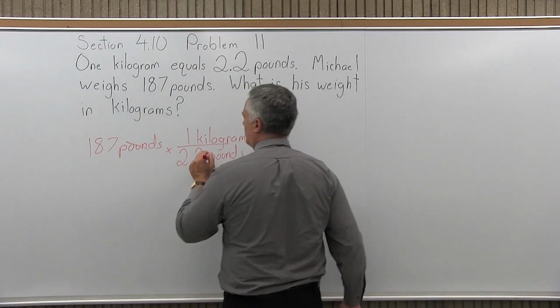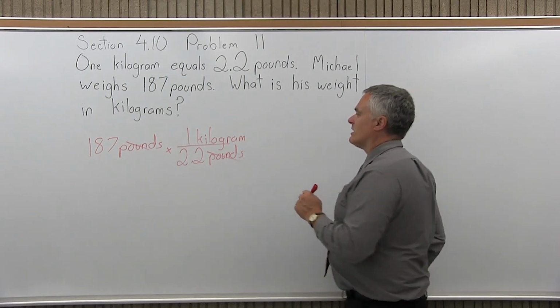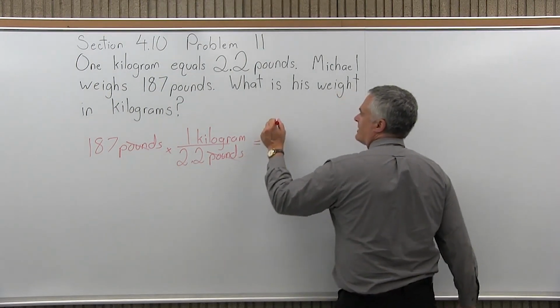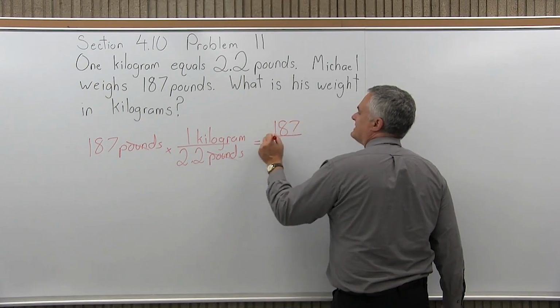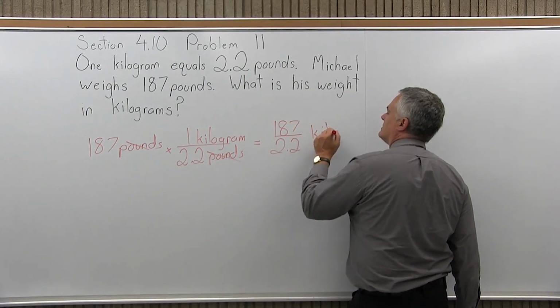So I have pounds in the numerator, pounds in the denominator. They'll cancel, and the units that are left are kilograms. Now to do that math, it gives me 187 over 2.2, and my units of measure will be kilograms.